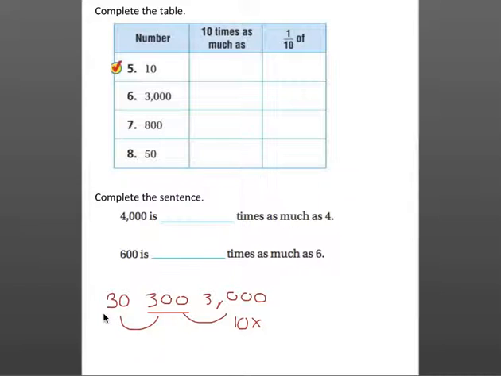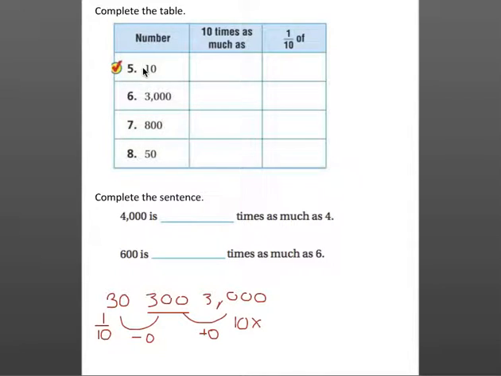And 30 is 1/10 of 300. And if you notice, if you're going 10 times as much, we are adding a 0. And if we are 1/10 of as much, we are subtracting a 0. So that's an easy rule for you to follow when doing charts like this or when questions are asked.